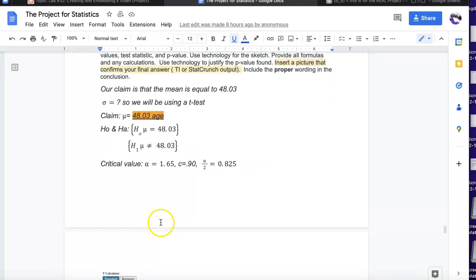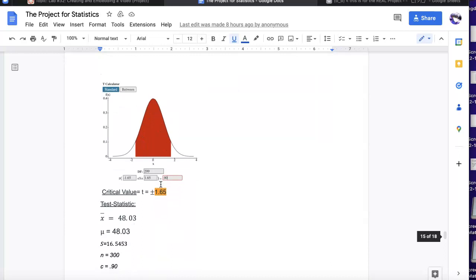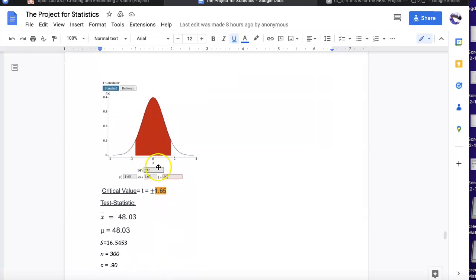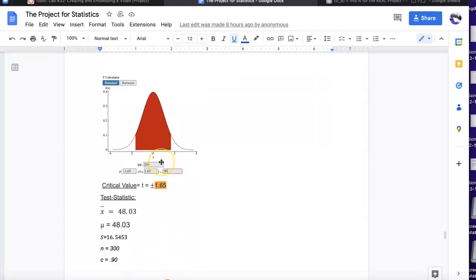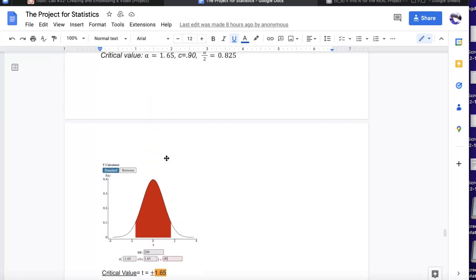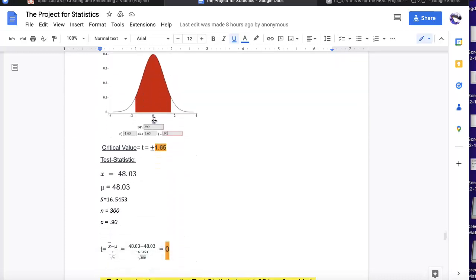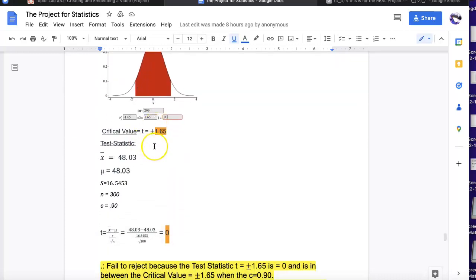Our critical value is exactly what we found in the previous. So our critical value, alpha is equal to 1.65. Our C is 0.90, and our alpha divided by 2 is 0.825. We used the T calculator from StatCrunch. We plugged it in just so that we could show our critical value here. And our critical value, T, is equal to plus or minus 1.65.